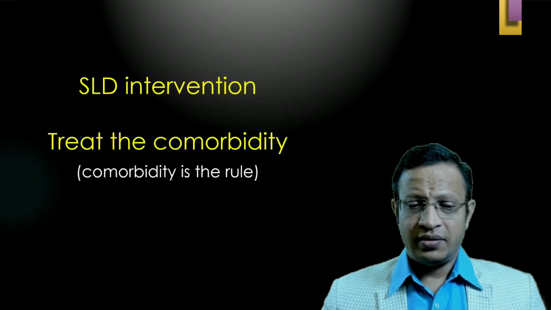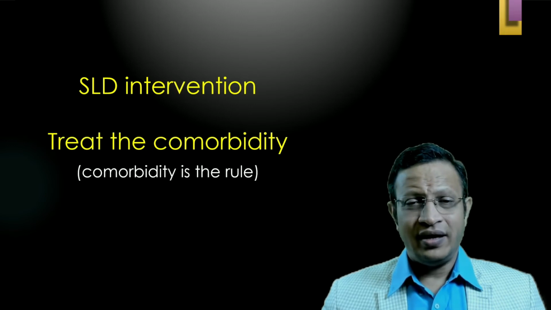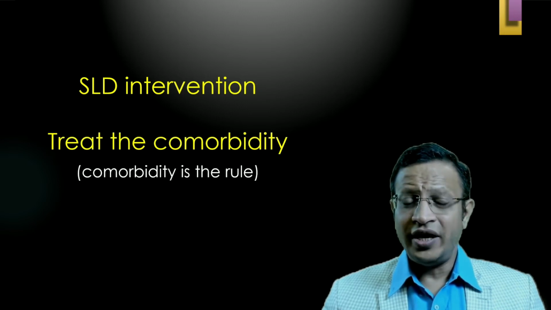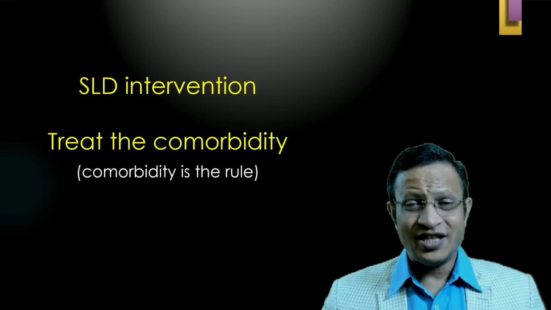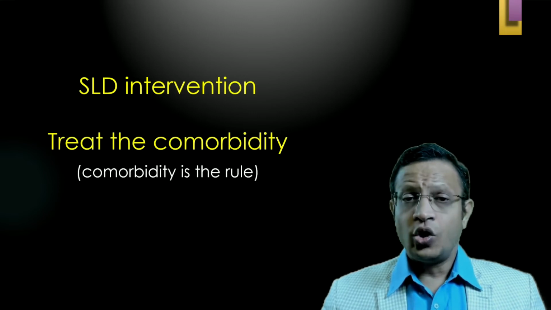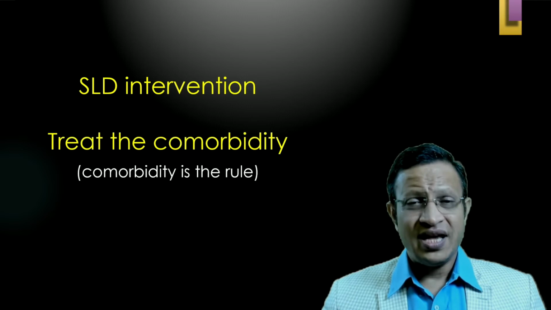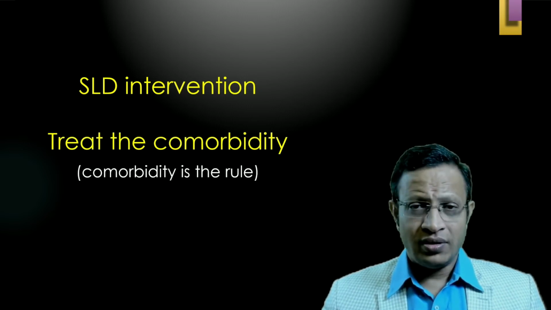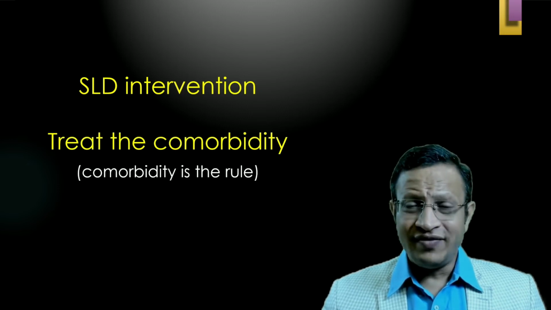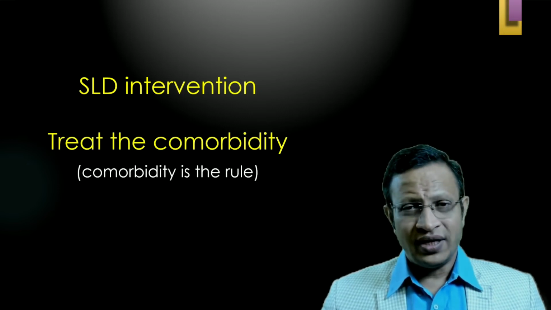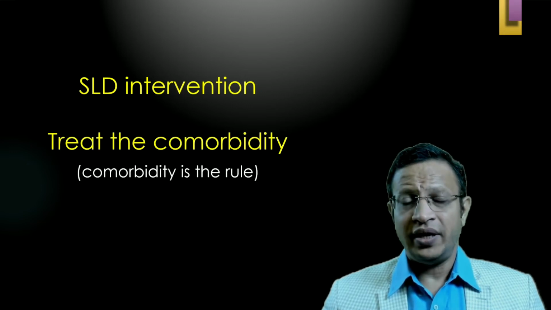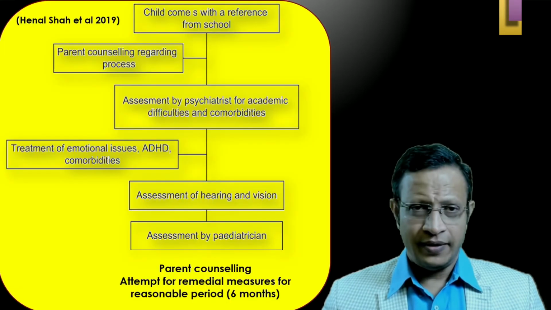And please remember, before you do SLD intervention and also SLD certification, check for comorbidity. Here you need to understand, in SLD, that is specific learning disorder, comorbidity is the rule. That means 70% of SLD children will have one more psychiatric diagnosis. Hence, you need to identify and treat them. Without that, you will get a false SLD certification. That means the result either may be very low or else may be high.